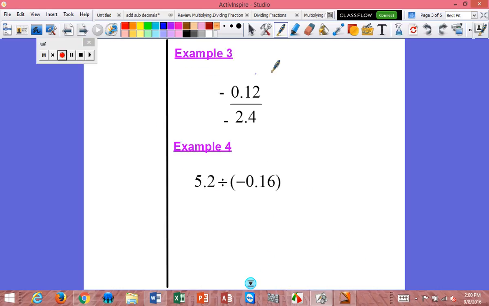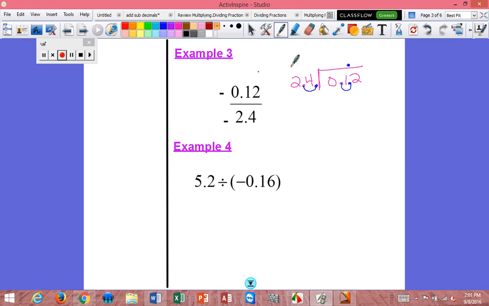Alright, example 3, we have -0.12 divided by -2.4. Keep in mind the top number is always going to be the one inside. Whenever we have a decimal on the outside, we want to make it look like a whole number. So I'm going to move the decimal right 1 place to make that look like 24. And if I do that on the outside, I have to do the same step on the inside and bring the decimal up.